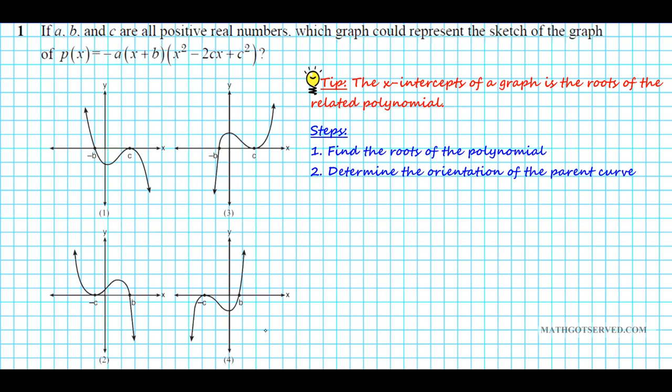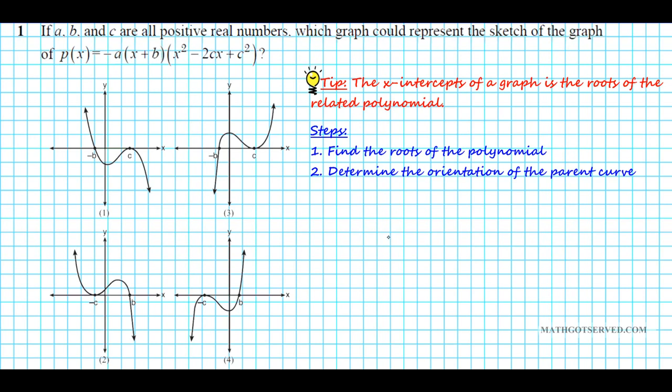For this problem, these are the steps we're going to follow. First of all, we're going to find the roots of this polynomial. And then we're going to use the orientation of the parent curve of cubic functions to determine what the final answer is.